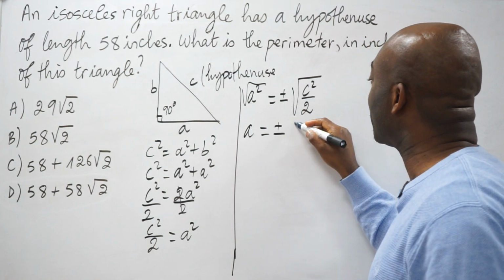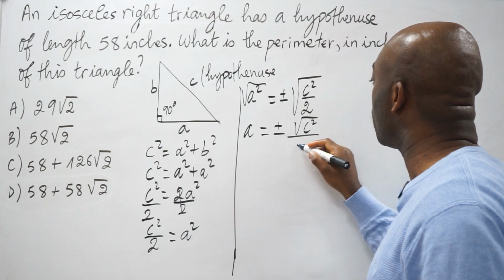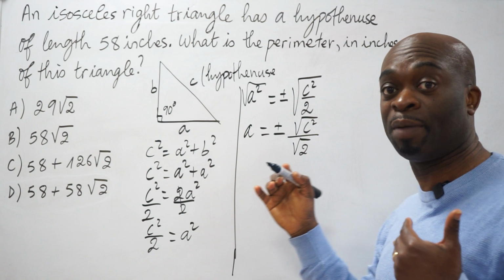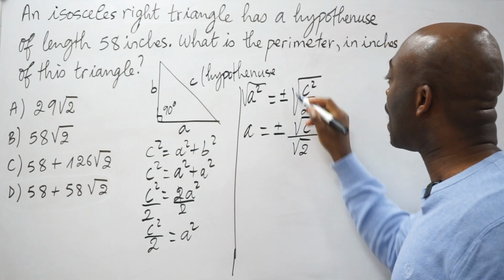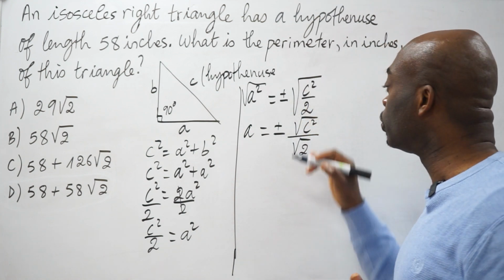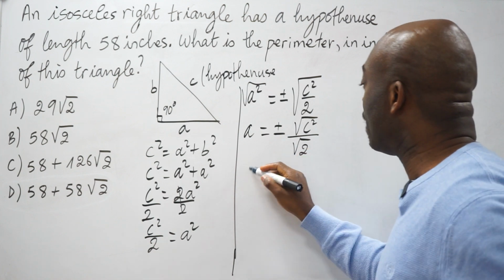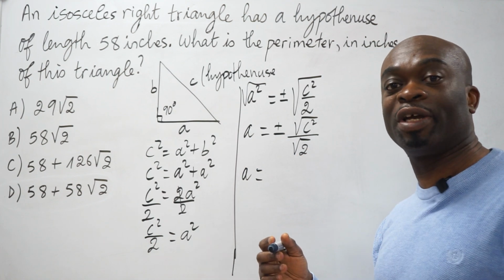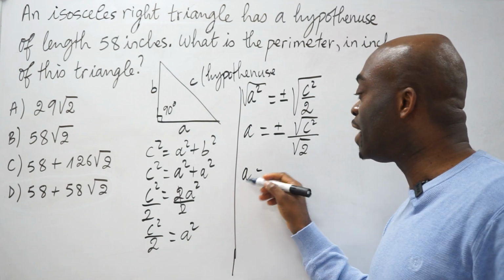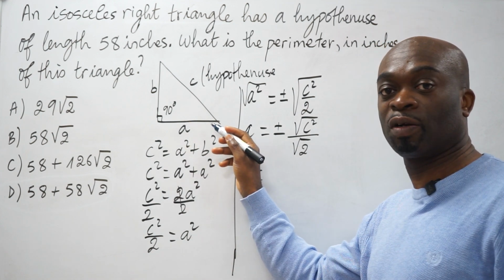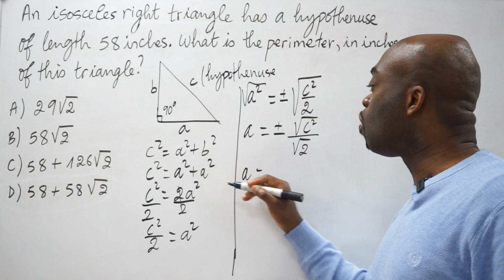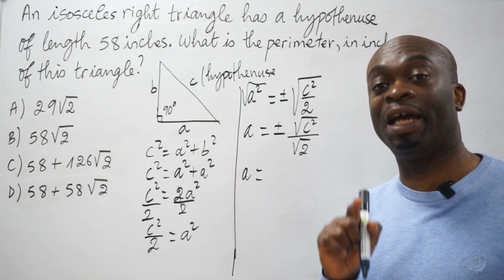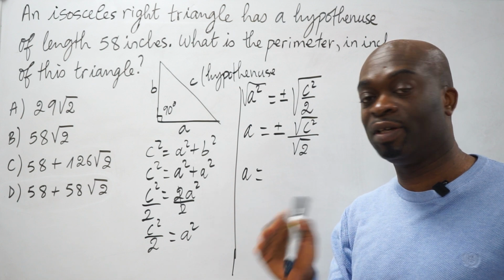So what can we do here? We can take the square root of C squared over the square root of 2, because we can split it up. It's a fraction, and both of them are covered by the radical. So we are able to do that, okay? One more thing we can talk about here is that A is a dimension. So it's not going to be a negative answer. For a dimension, a length, it's got to be positive, not negative.